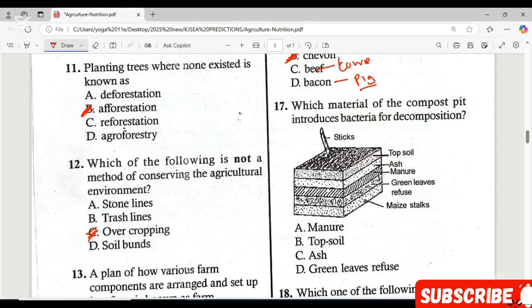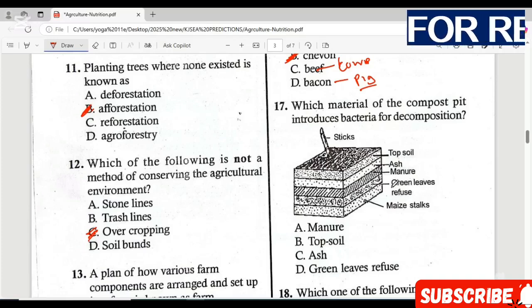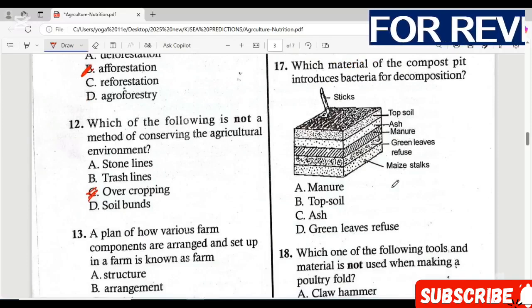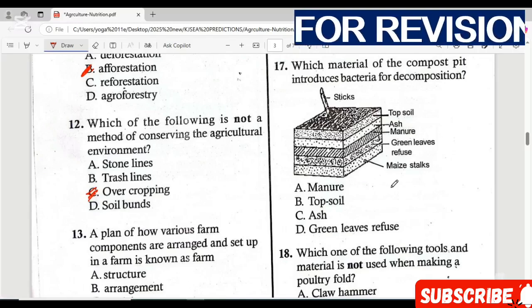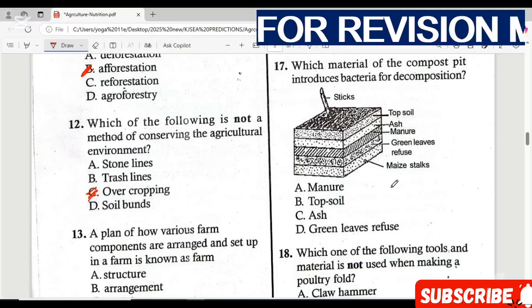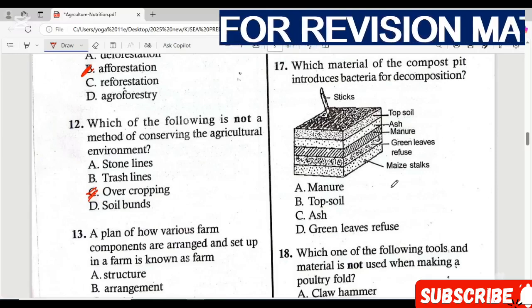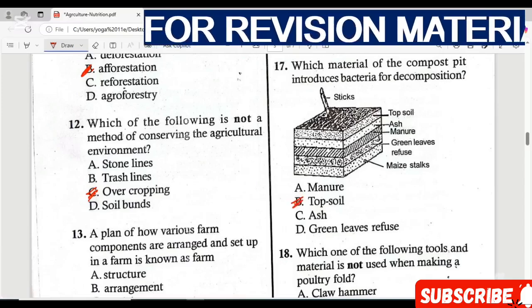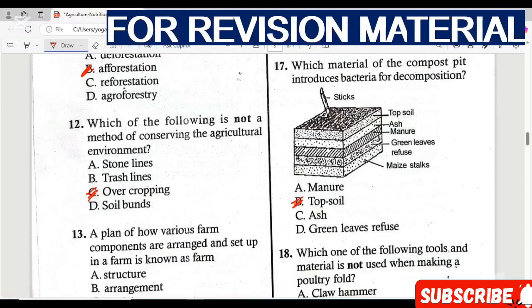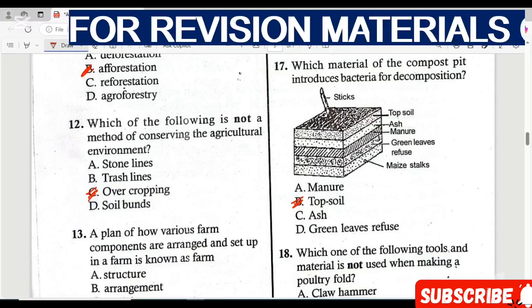Which material of the compost pit introduces bacteria for decomposition? Number 17. Is it the manure, topsoil, ash, green leaves, refuse? So which material of the compost pit introduces bacteria? It is the topsoil. Topsoil is the one that produces the bacteria for the decomposition.